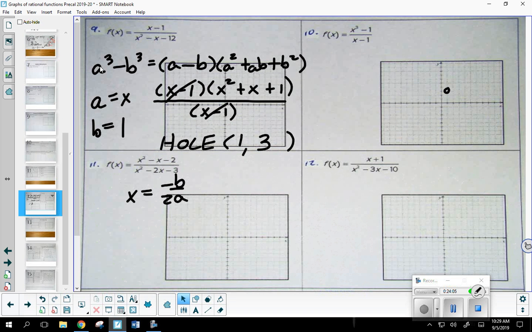So let's see here. b is 1, so the opposite is negative 1. 2 times a, 2 times 1, 2. Looks like the vertex occurs at x equals negative 1/2. So how do I figure out what the y value is? What am I going to do with that negative 1/2? Just plug it back in.